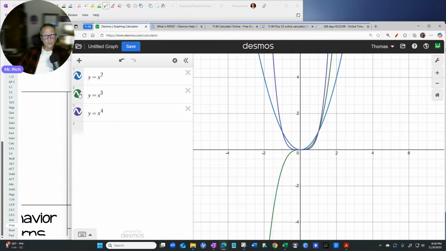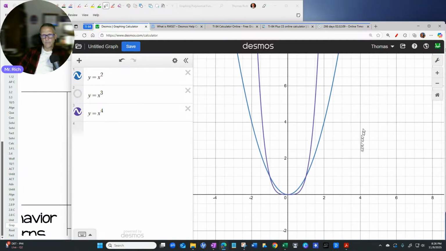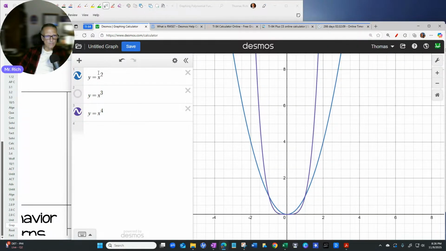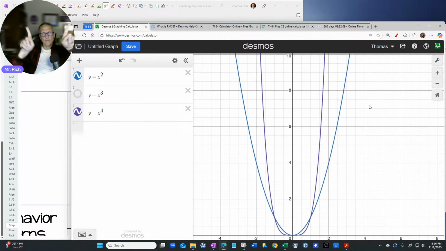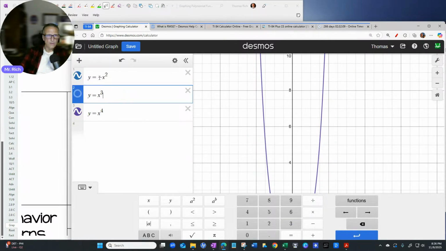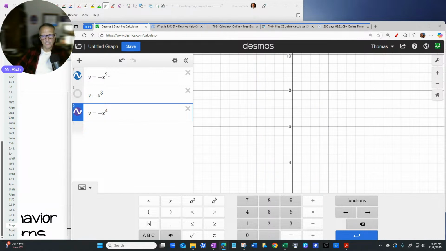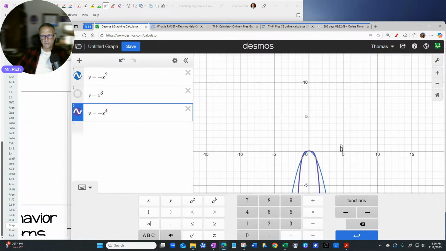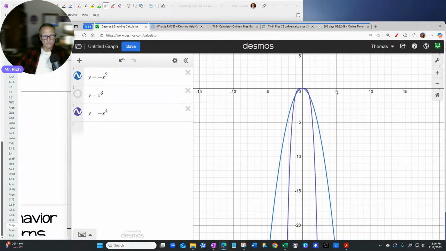So what I wanted to show you is that the similarity between the second degree polynomial and the fourth degree polynomial is they are both going up to the right, up to the left. Now, if I do put a minus in front of either one of these, or let's put it in front of both, I think by now you know that that's going to reflect the function across the x-axis, and it just means it's going to be opening in the downward direction.